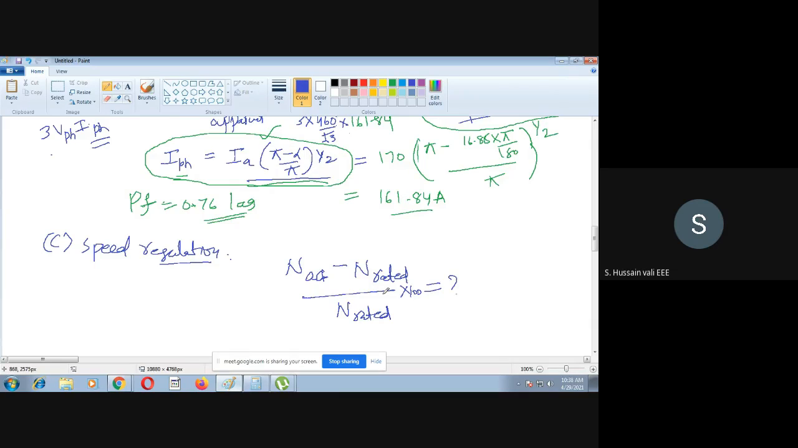So rated voltage minus the actual voltage divided by the rated voltage, or sometimes actual voltage minus rated voltage by the rated voltage, because it depends upon whether the actual voltage is more than the rated voltage or less than the rated voltage. You will find out the difference in the numerator. Just like the voltage regulation, here speed regulation is actual speed minus rated speed by rated speed into 100.